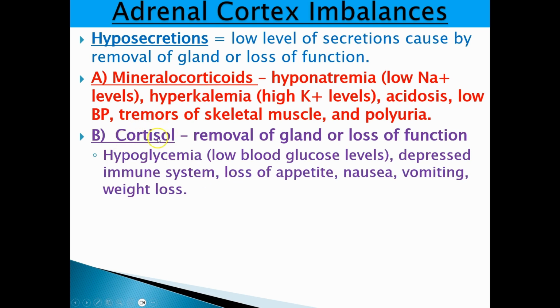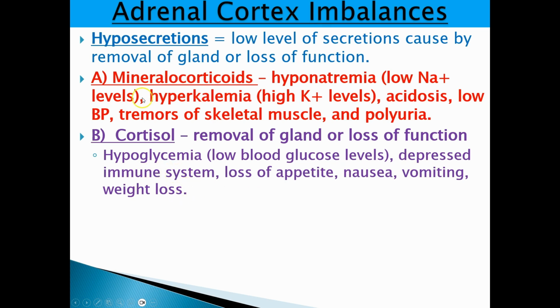And when we talk low levels of cortisol, again, removal of the gland or loss of a function of the gland can happen. But in this case, hypoglycemia, which is low blood glucose levels, could occur because, again, cortisol, which is often the stress response that produces glucose, is needed. Again, it's a stress response, but it's needed throughout the day to just keep us in balance. Notice when we don't have that, we get low blood glucose levels. Notice a depressed immune system, so this is helpful for our immune system. Loss of appetite, nausea, vomiting, and weight loss tend to be common.